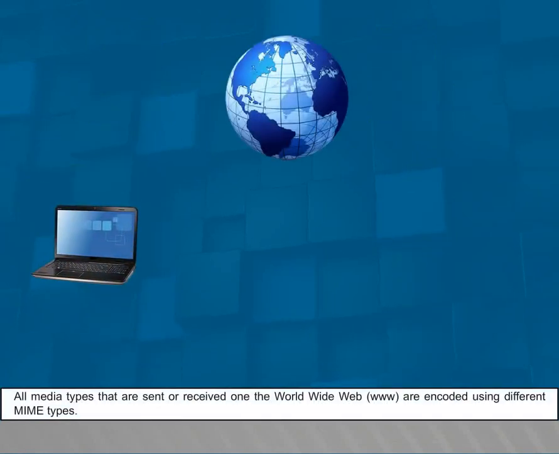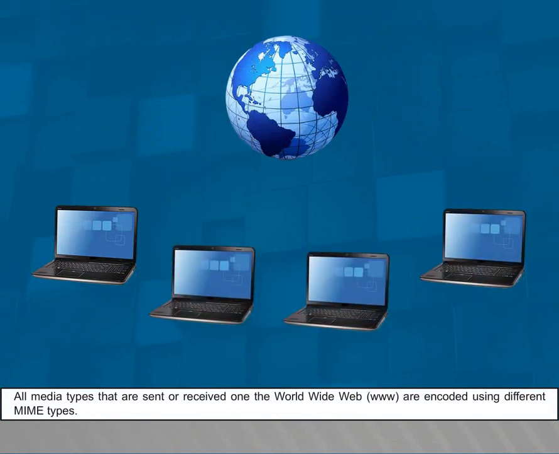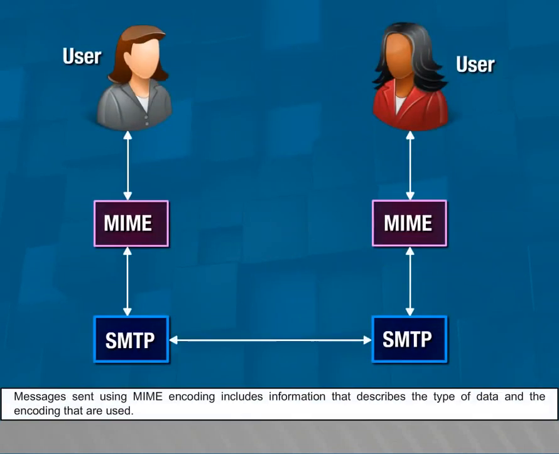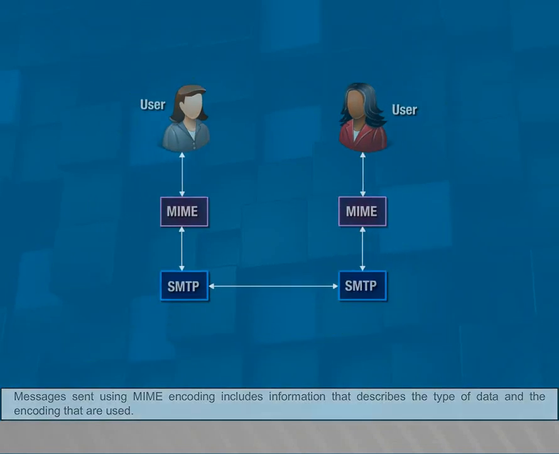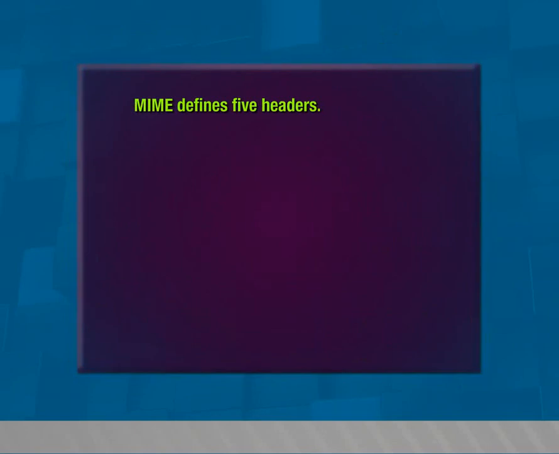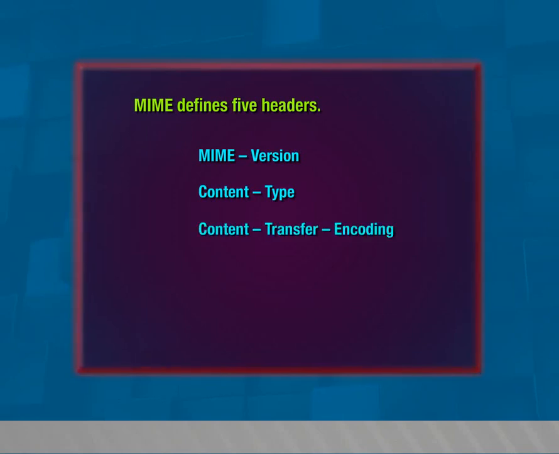All media types that are sent or received on the World Wide Web, that is WWW, are encoded using different MIME types. Messages sent using MIME encoding include information that describes the type of data and the encoding that are used. MIME defines 5 headers: MIME version, content type, content transfer encoding, content ID, content description.